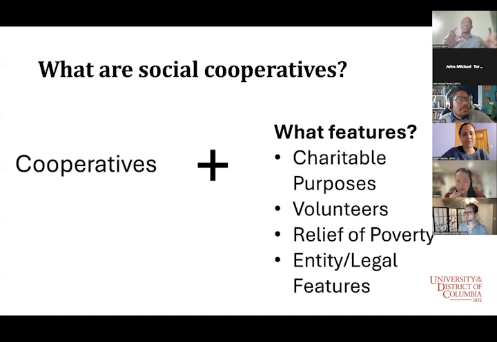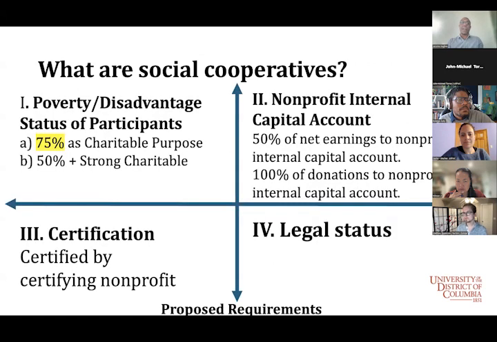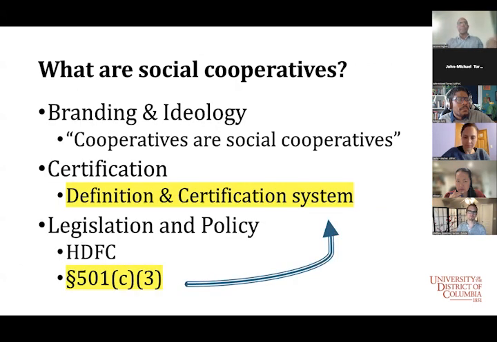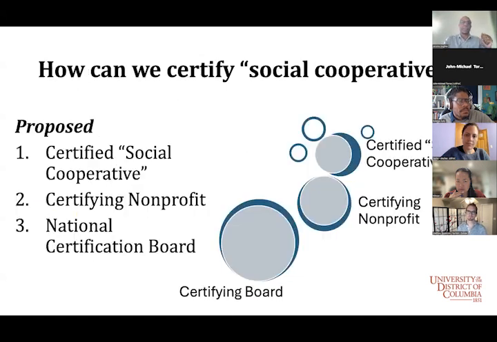So again, this gets at the question of cooperatives. What are the features that we think about? I pose these four features as a way that we can start to move these social cooperatives into the 501(c)(3) status. And so I move from 501(c)(3) to what a definition and certification system looks like.